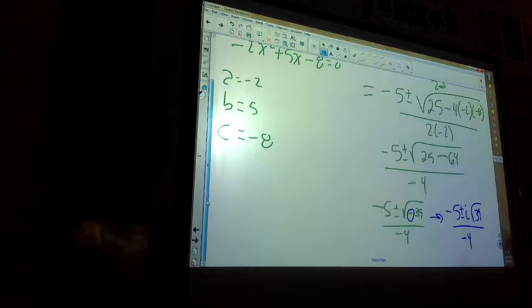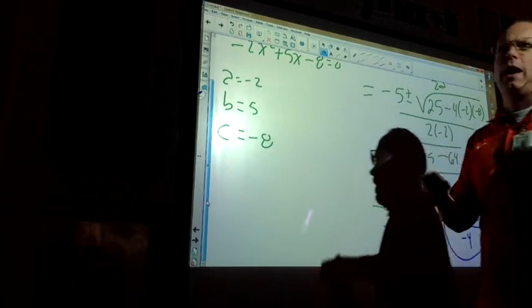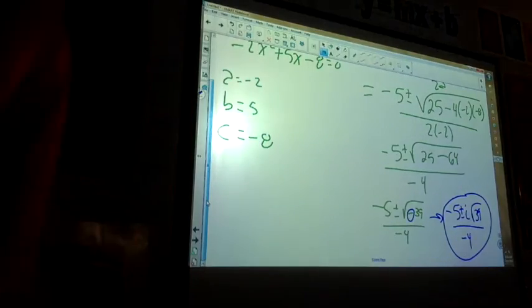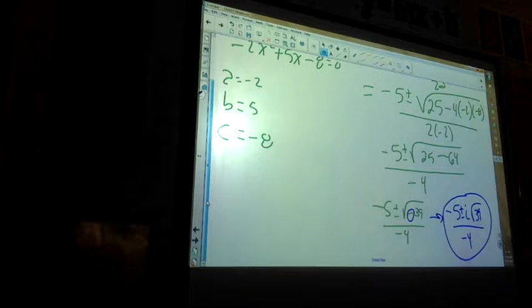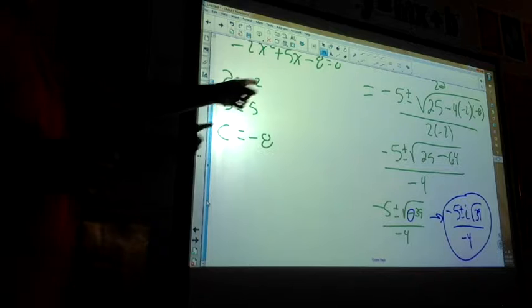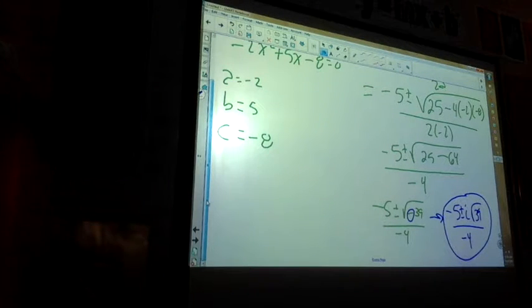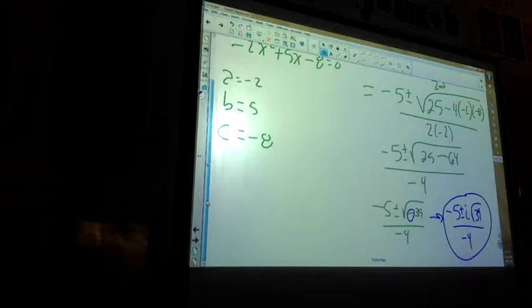Let's see. 39 breaks down to 3 and 13, so there are no perfect squares there. So this is my answer right here. What does this mean as far as if I had graphed it? What would it have done with the x and y axis? It's not real. It's not one of the real numbers. So where does it not cross? The x-axis. It will always cross the y-axis. In fact, it'll cross the y-axis at (0, -8), but it won't cross the x-axis on this one.